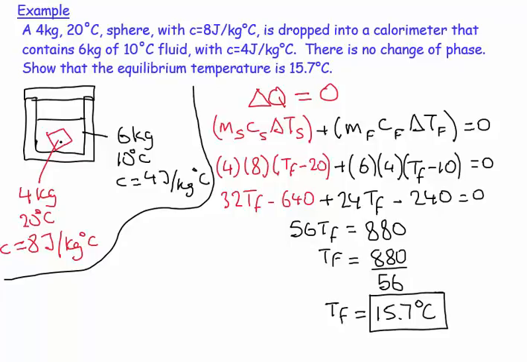How can I find the heat given up by the high temperature object? Well, it's going to be its mass times its specific heat times its temperature change. How can I find the heat obtained by the colder object, in this case the fluid? It's the mass of the fluid times the specific heat of the fluid times the temperature change of the fluid. I'm careful to recognize that the temperature changes are the final temperature minus the initial temperature for each one. And then I just do my math. So there we have it.